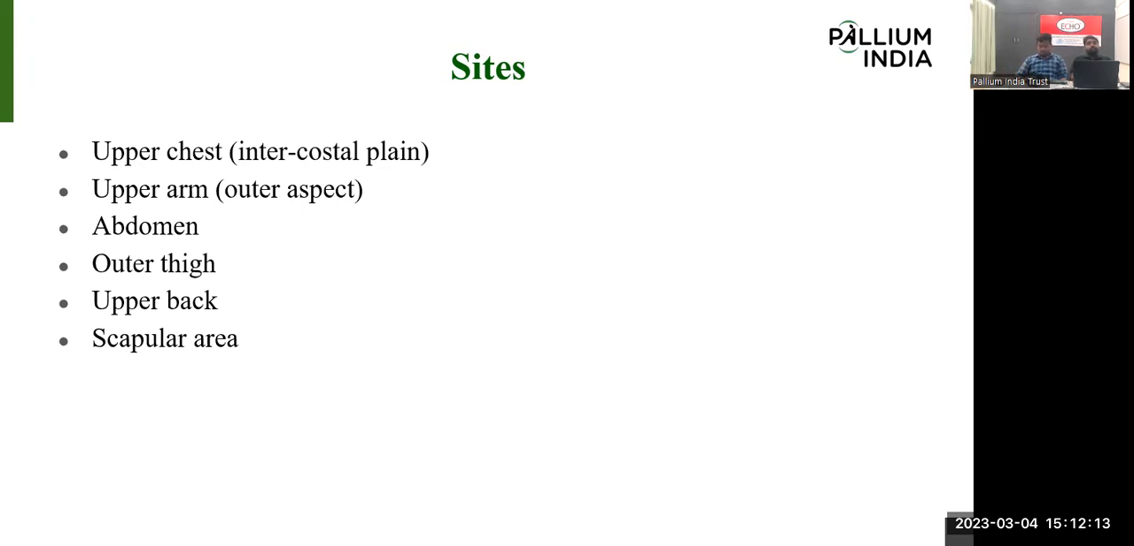So these are the sites where we can give subcutaneous injections, mainly the upper chest region. Upper chest region means the intercostal plane or upper chest. In the upper chest region, if we choose this area for a female patient, be cautious not to involve the breast tissues, or otherwise it will cause tissue damage.